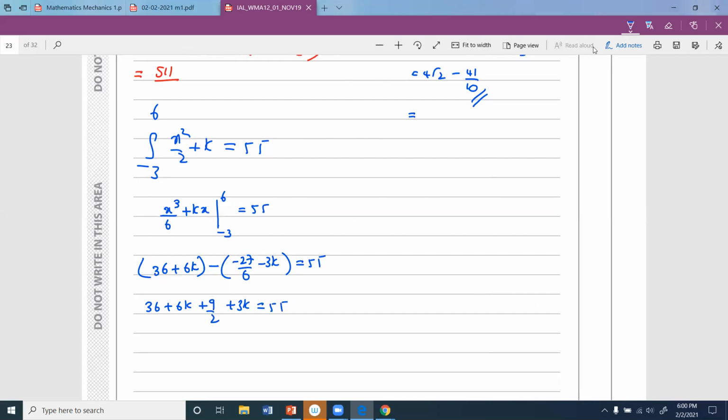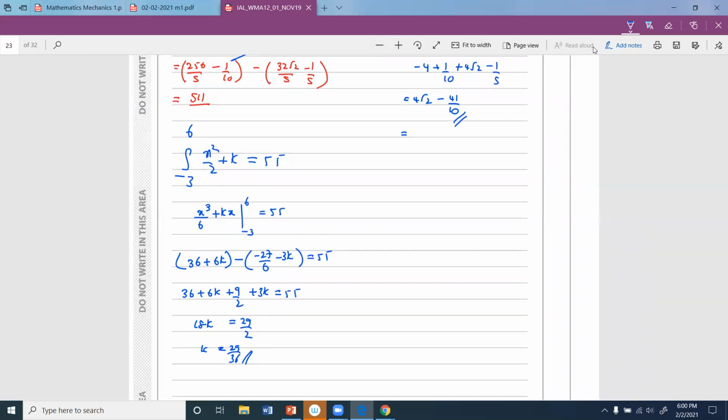If you simplify this, you get 18k. And if you add them together, 36 plus 9 over 2 is 81 over 2, 55 minus that answer is 29 over 2. Therefore, k becomes 29 over 36 is the final answer for that. That's a way of doing this question. Right? Okay, I just make it a little small, then you can see that. There's some mistakes.